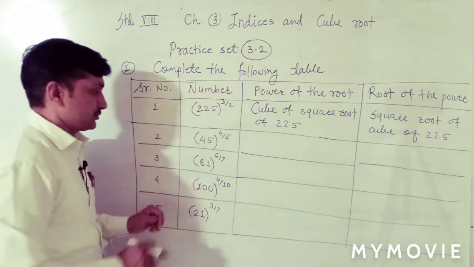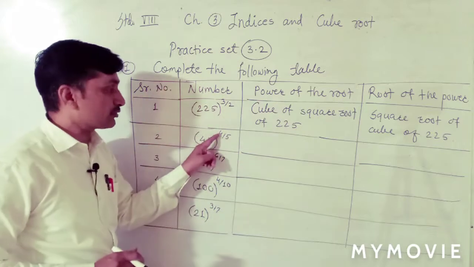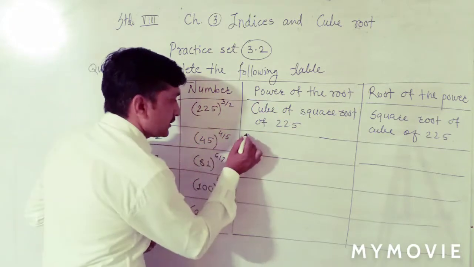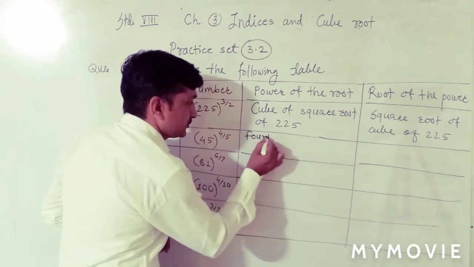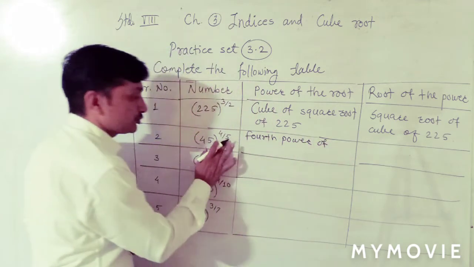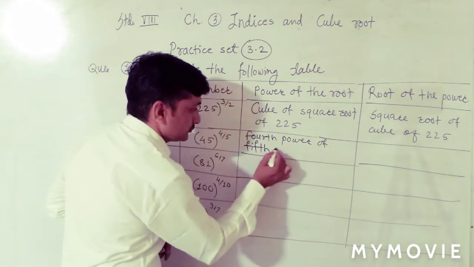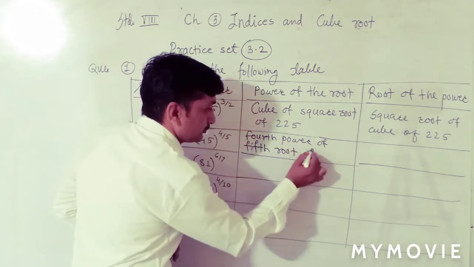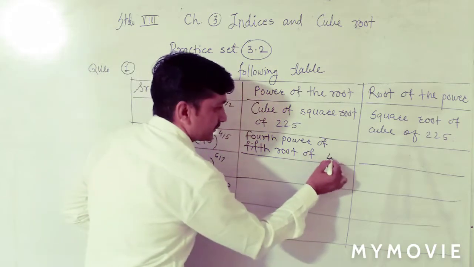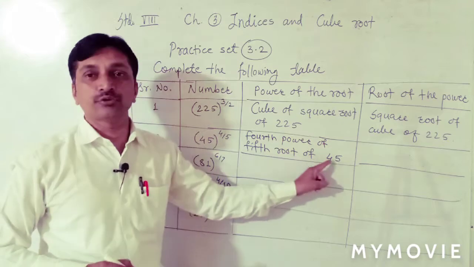Now here first, we have to start from power. What is power? Fourth. Then fourth power of, what is root? Fifth root of the base. What is base? 45. Fourth power of fifth root of 45.